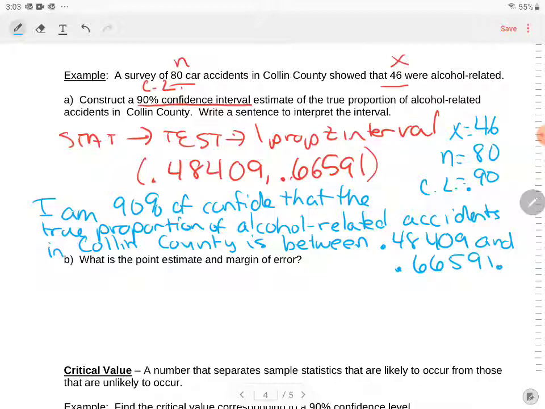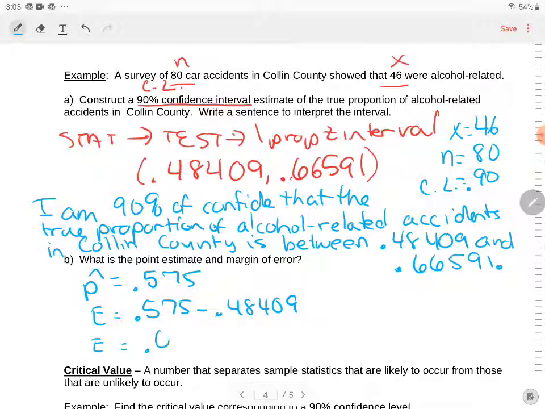All right, what is the point estimate and the margin of error? The calculator will actually give us a point estimate: p hat is equal to 0.575. The other way is you can average them, or you could even do 46 out of 80. So a couple of ways to find that. Your error is your point estimate minus the lower bound, which was 0.48409. So the error is 0.09091.